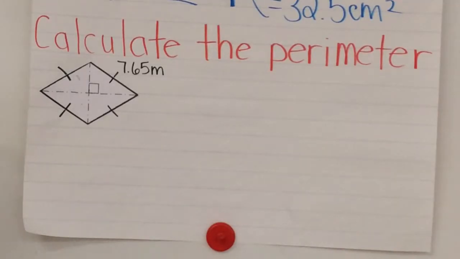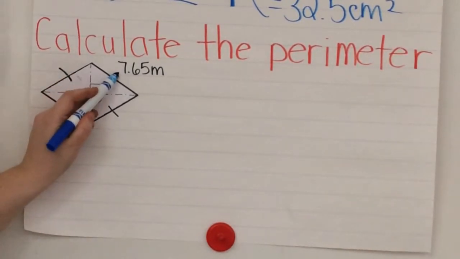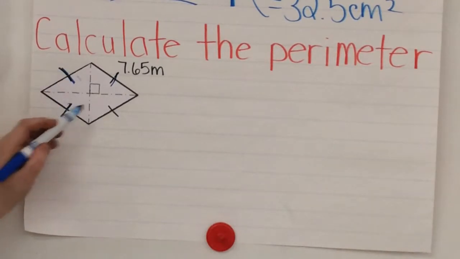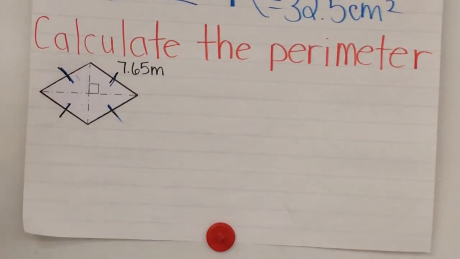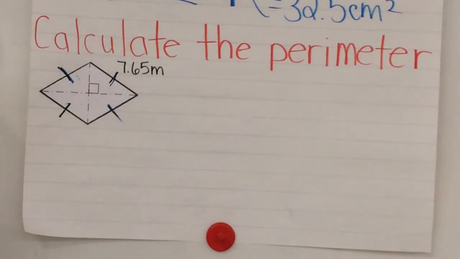My last and final shape is a perimeter calculation, and what I have is another rhombus shape, and I have all of the sides equaling the same, which is all rhombus shapes. It's basically like a square parallelogram, which you'll read in your notes. And all the sides are equal to 7.65.